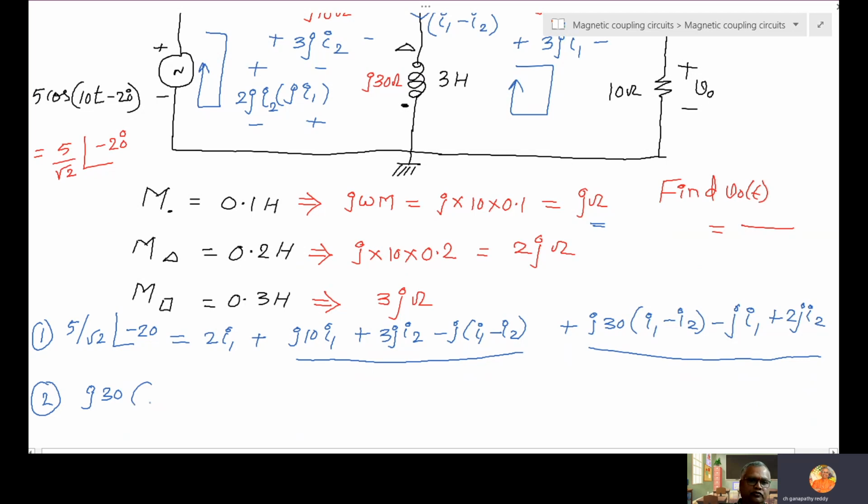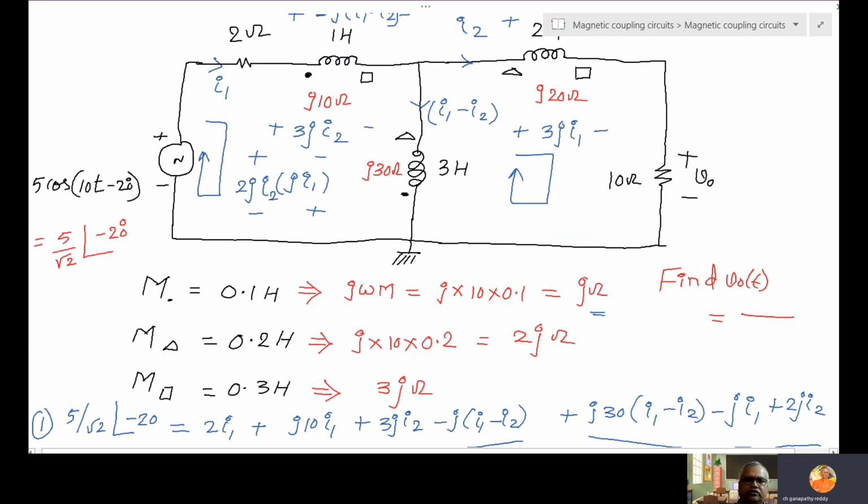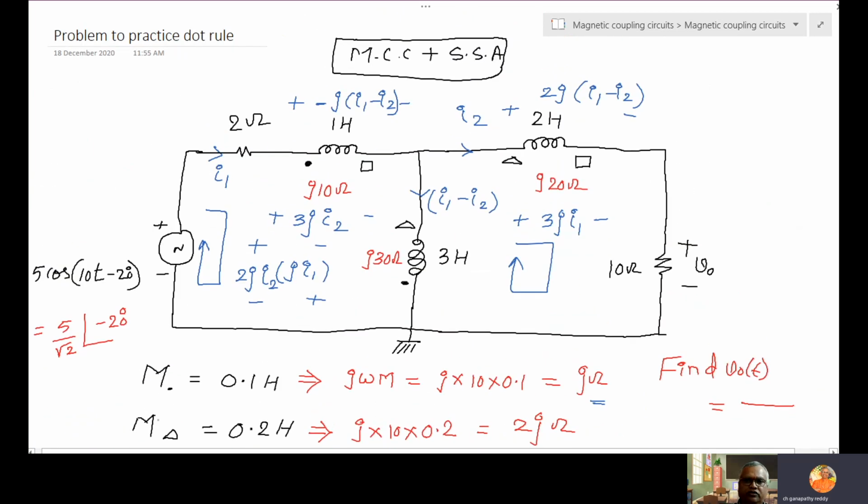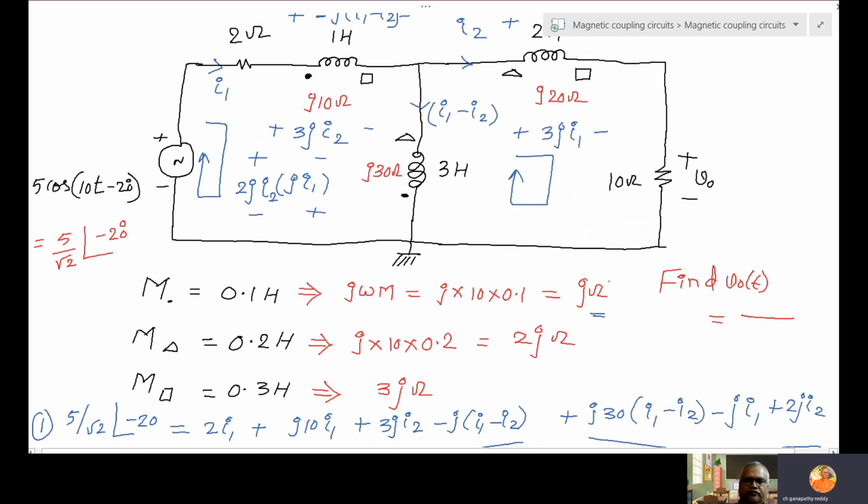J30 into I1 minus I2, minus JI1, plus 2JI2 is equal to... So what I am doing, voltage across 3 Henry is also equal to voltage across 2 Henry and voltage across 10 ohms.